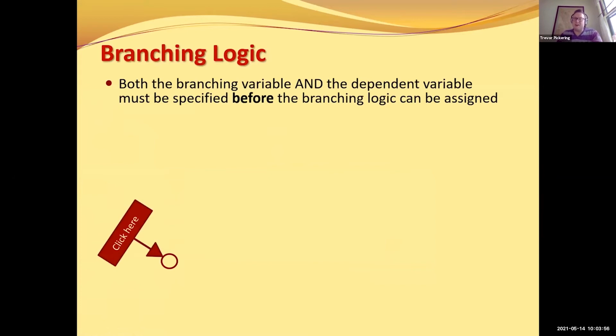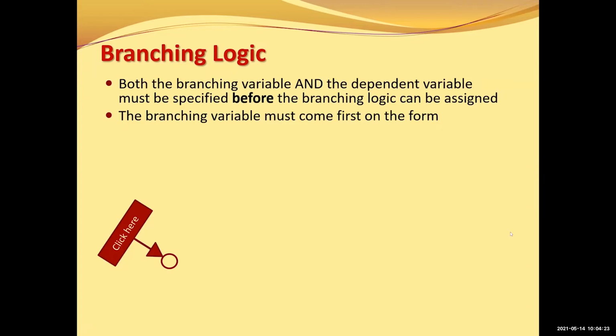You have to specify both the branching variable and the variable that depends on the branching before the branching logic can be assigned. So if you wanted to ask the date of last menses, you'd have to actually create that variable before you could do branching logic for that based on the participant's gender. Second requirement is that the branching variable has to come first on the form. For example, you can't have what is the date of last menses before the participant's gender.